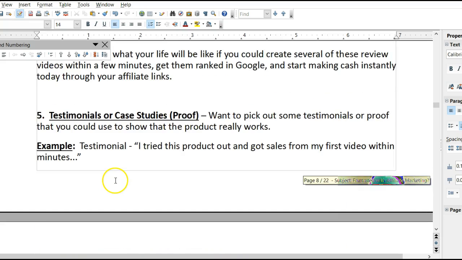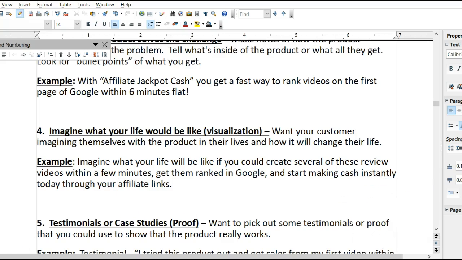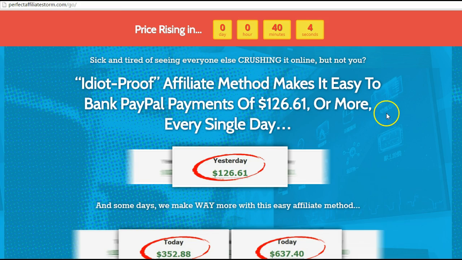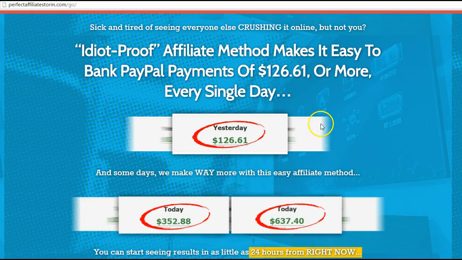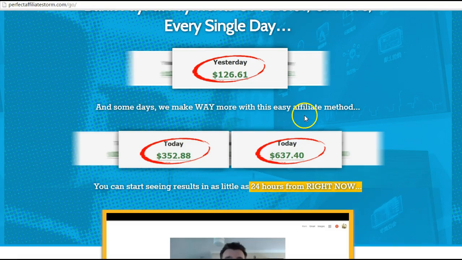And so what we're going to do is we're going to use a sales letter, the same sales letter that I use to promote this product. So back to our sales letter, you can certainly see that the headline gives us a real clue of what's going on. Idiot-proof affiliate method makes it easy to bank PayPal payments of $126.61 or more every single day. Now, this is very effective because this is proof that you can do this. Okay, and some days you can make way more than that.